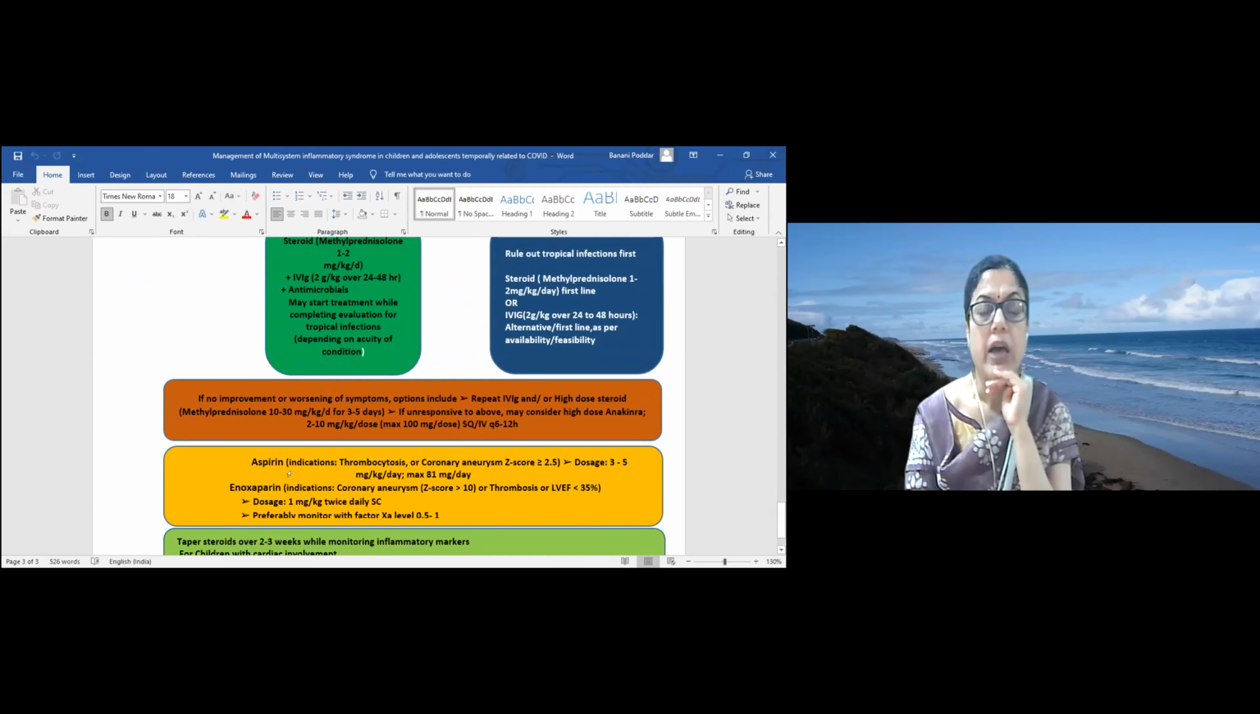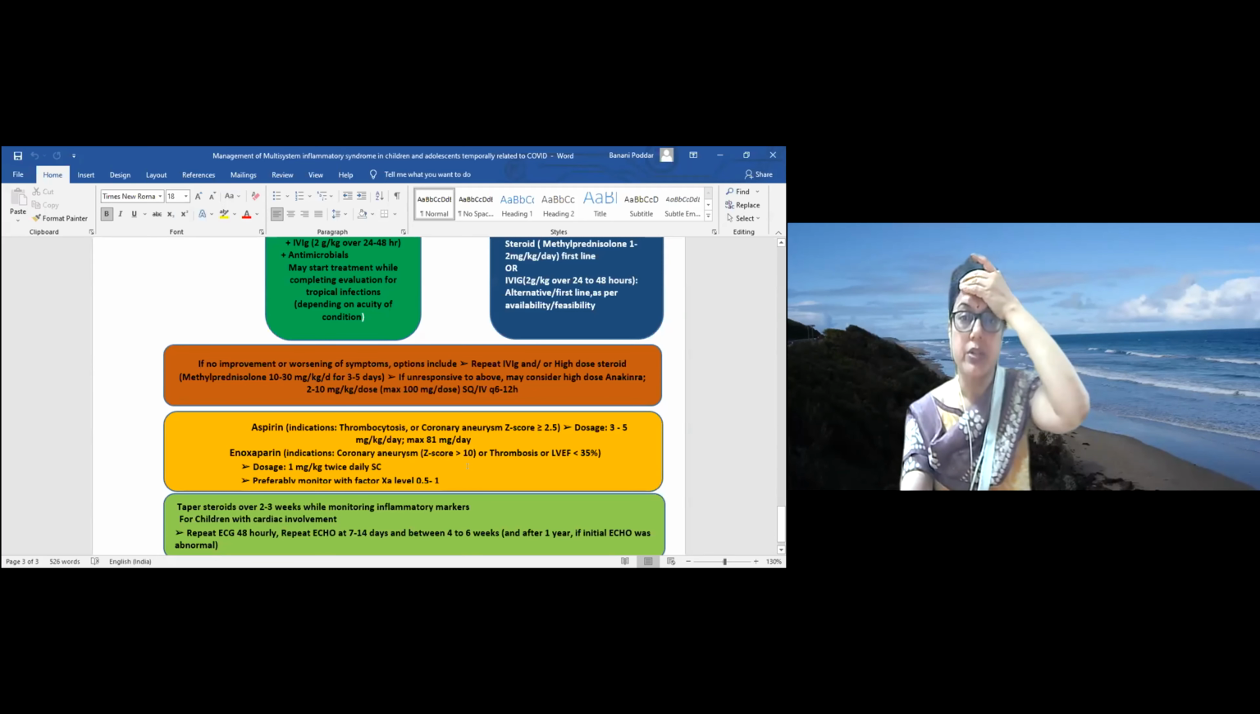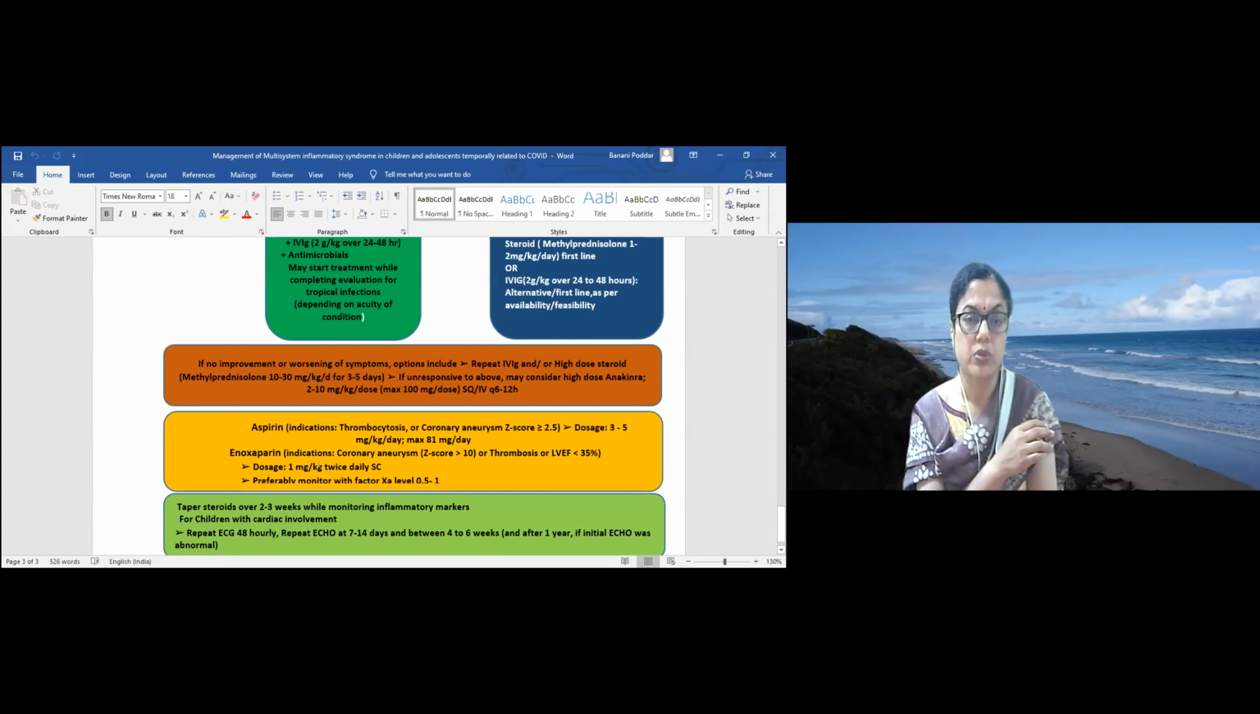And aspirin and enoxaparin have got some very specific indications. Thrombocytosis or coronary aneurysm with a Z score of greater than 2.5, then we start aspirin. And if in case the Z score is more than 10 or there is thrombosis or LV ejection fraction is less than 35%, then enoxaparin is also started in an almost therapeutic dose.